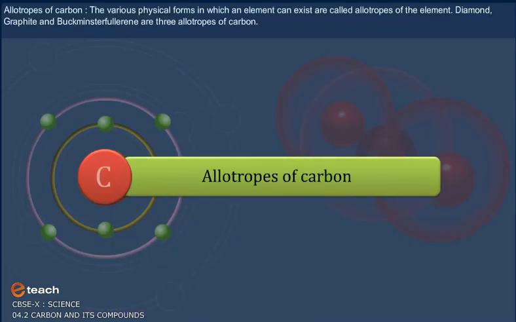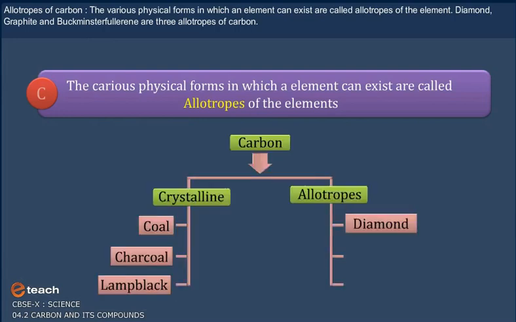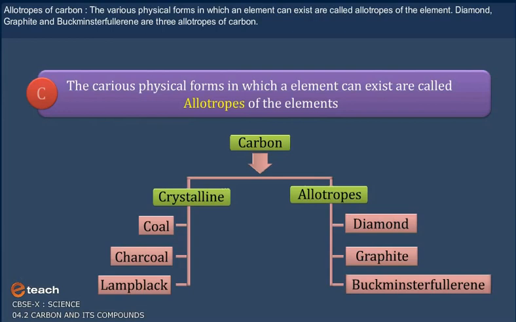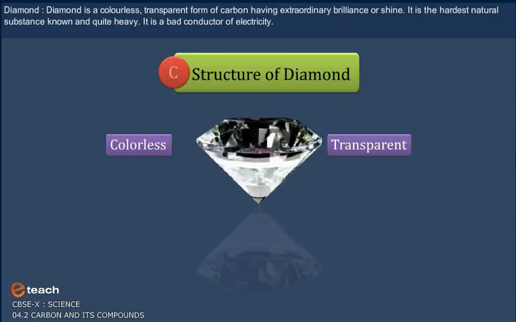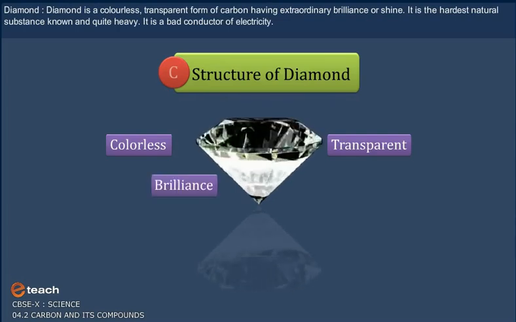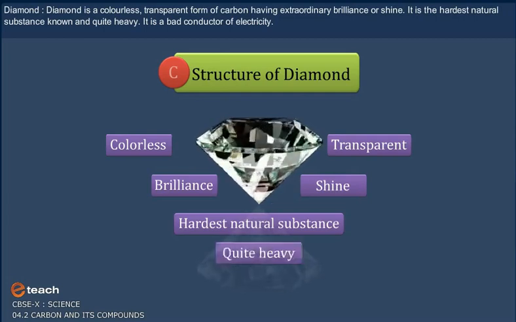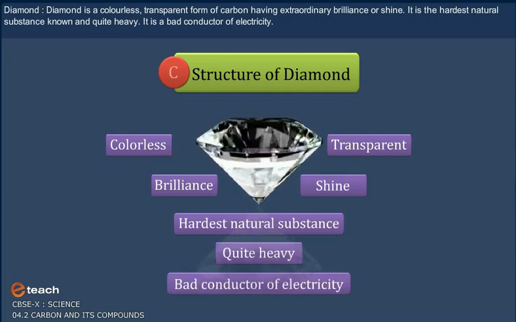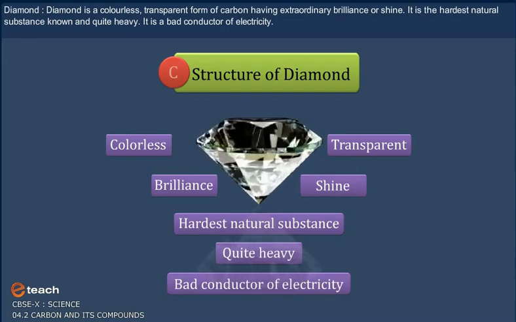Allotropes of carbon. The various physical forms in which an element exists are called allotropes of the element. Diamond, graphite, and Buckminster Fullerene are 3 allotropes of carbon. Diamond is a colorless, transparent carbon form having extraordinary brilliance or shine. It is the hardest natural substance known and quite heavy. It is a bad conductor of electricity.